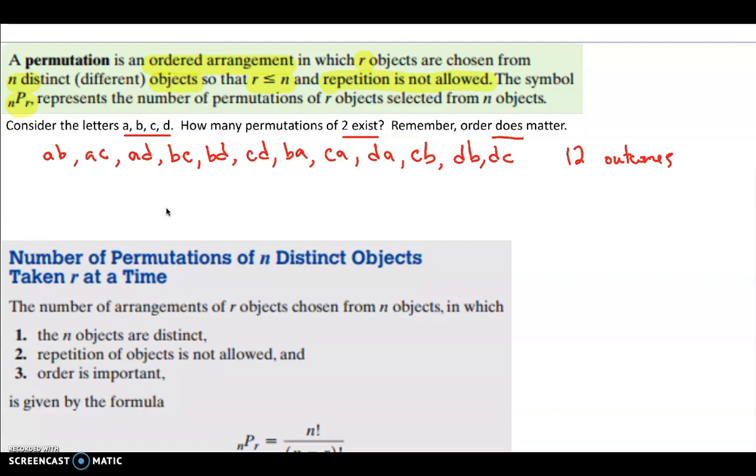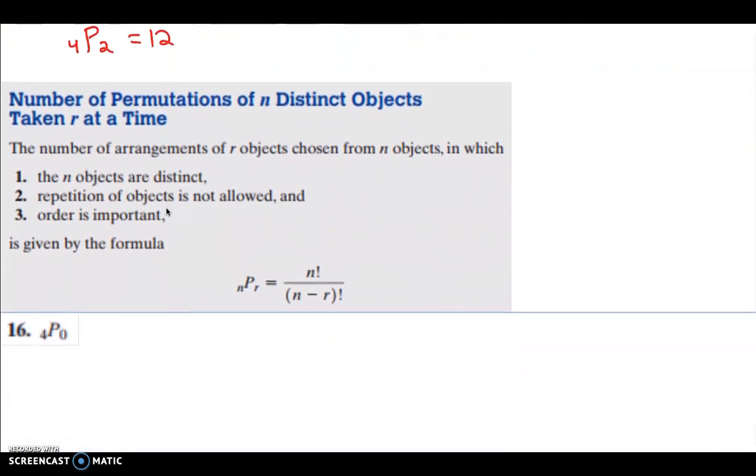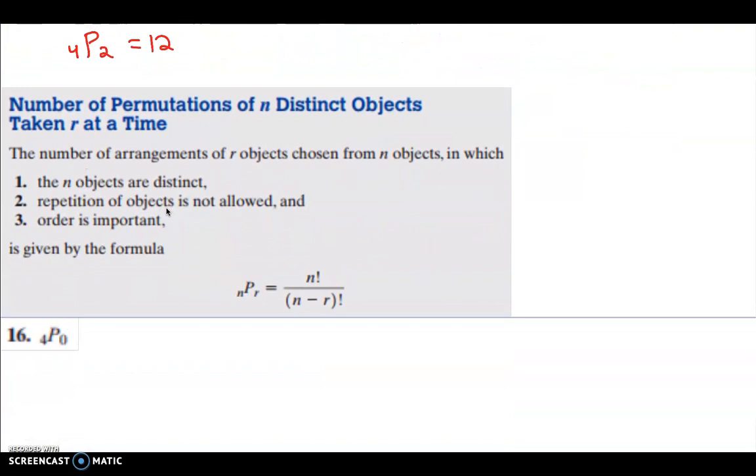So the way we would write this is we had 4 letters and we are looking at 4 permutations of 2 because we're picking 2 of the 4, and that was equal to 12. And that's the notation that you will see. So here is the number of permutations of n distinct objects taken R at a time. Okay. So a couple of things. The N objects have to be distinct. You have to be able to distinguish one from another. Repetition is not allowed. Once you use it, you can't use it again. And order is important. Oh man, I cannot stress that enough on permutations.